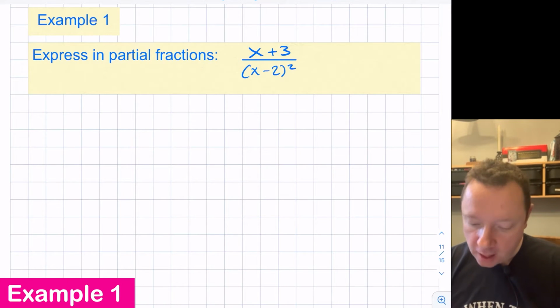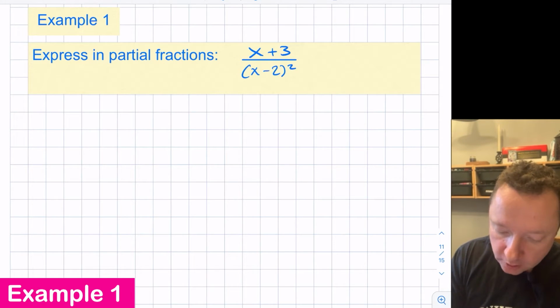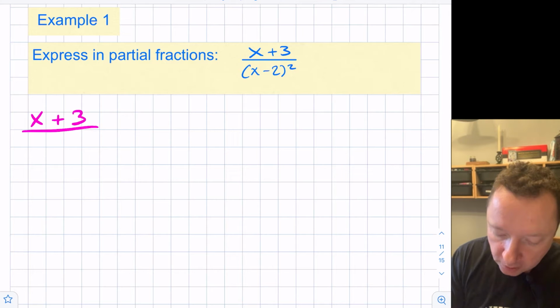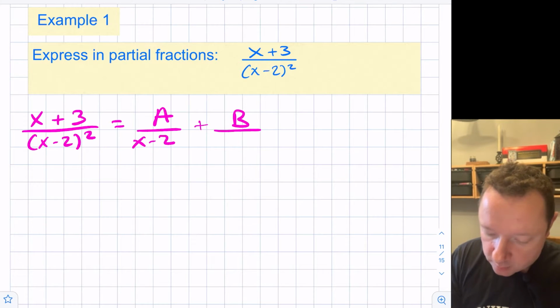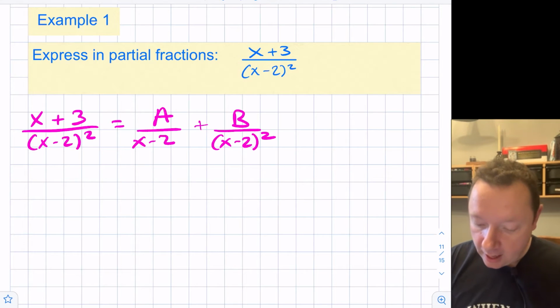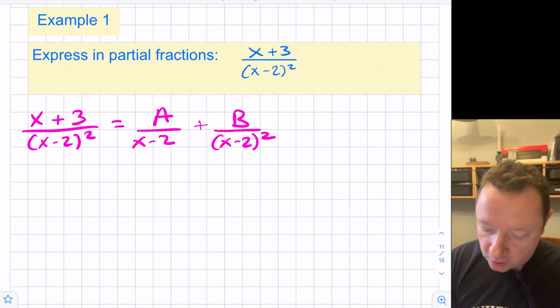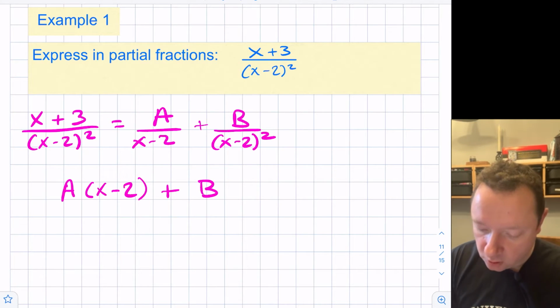Okay, example 1, expressing in partial fractions x plus 3 over x minus 2 squared. So our first starting point is to write x plus 3 over x minus 2 squared equals a over x minus 2 plus b over x minus 2 all squared. We then go ahead and do our partial fraction. So remember, this one is the only one that needs to be times by anything. So we get a times x minus 2 to make the common denominator, plus b, because that's already got x minus 2 squared in it, and that equals the numerator x plus 3.